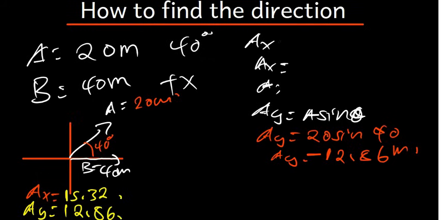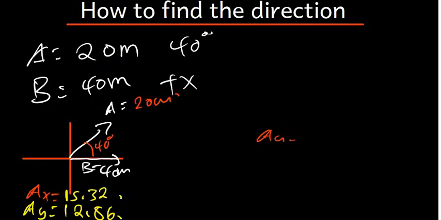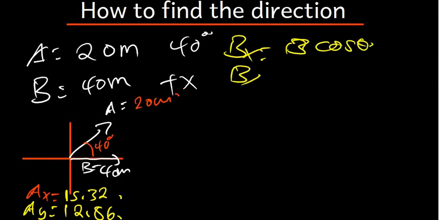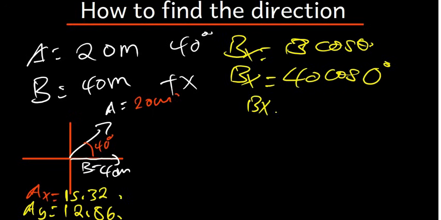Let's go to vector B. We're going to say that Bx is going to be equal to vector B cos theta. So B is 40, because the angle is 0 degrees. So what is 40 cos 0? I'm getting 40, so my Bx is 40 meters.